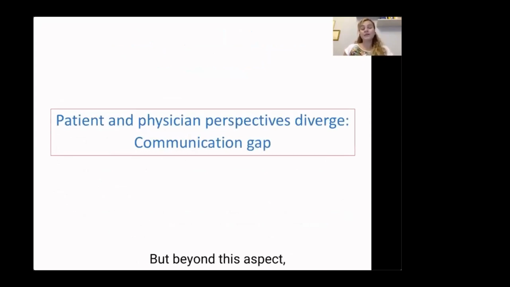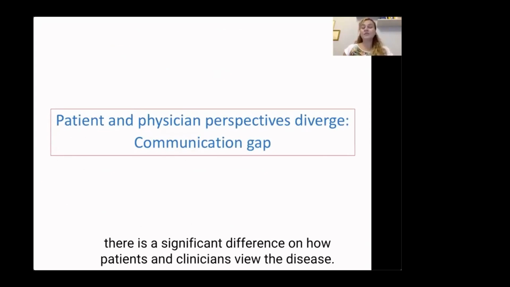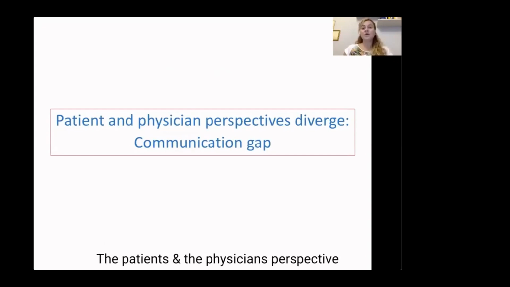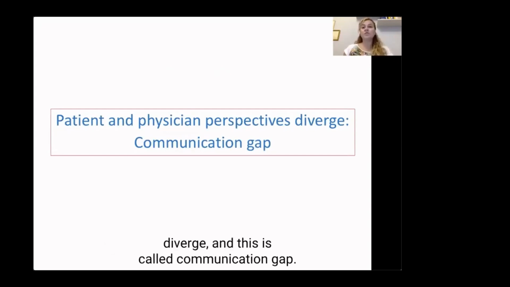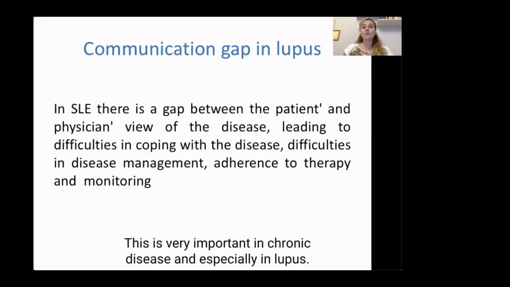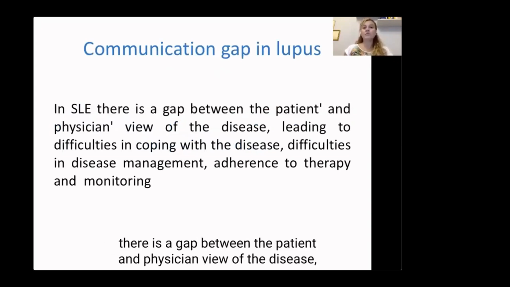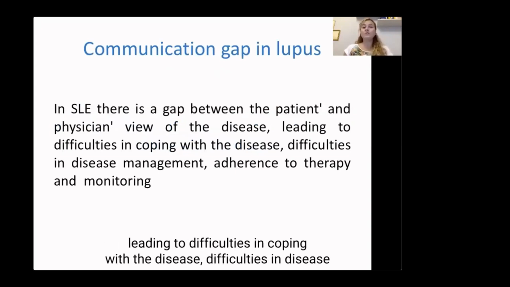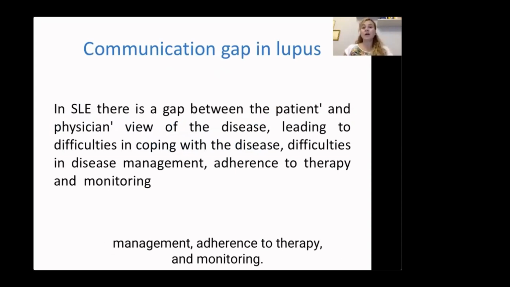But beyond these aspects, there is a significant difference in how patients and clinicians view the disease. Patient and physician perspectives diverge, and this is called the communication gap. This is very important in chronic disease and especially in lupus. In systemic lupus, there is a gap between the patient and the physician view of the disease, leading to difficulties in coping with the disease, difficulties in disease management, adherence to therapy, and monitoring.